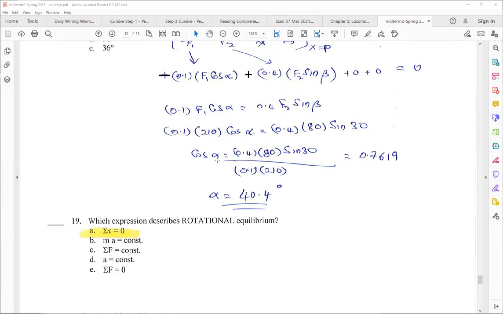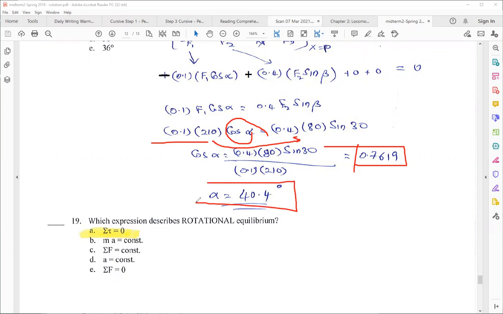Now, of course, you can isolate cosine alpha, and you take everybody else downstairs on the other side. So when you do that, for cosine alpha you'll end up with 0.7619. Now this cosine alpha equal to this value corresponds to alpha equal to 40.4 minutes. So this corresponds to an angle alpha of 40.4 minutes.